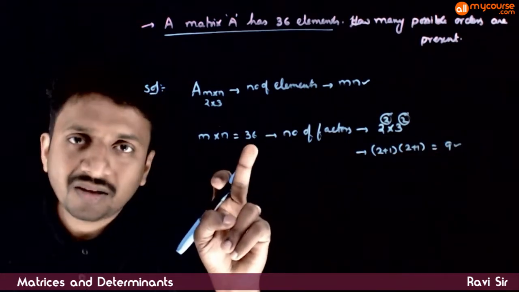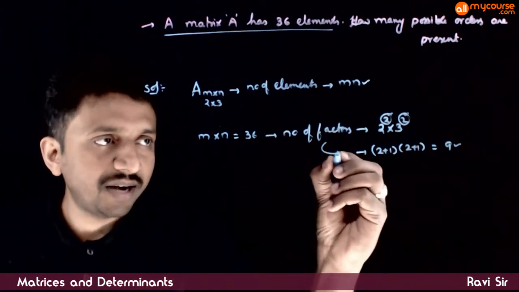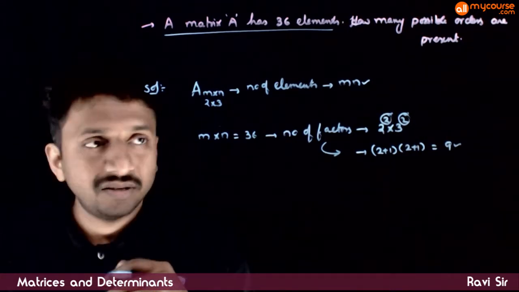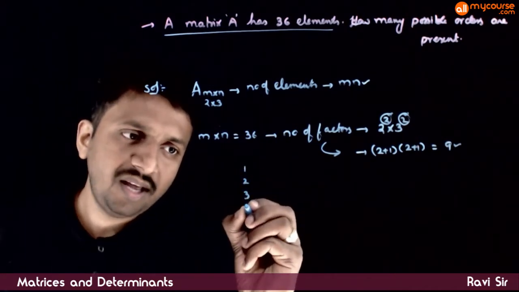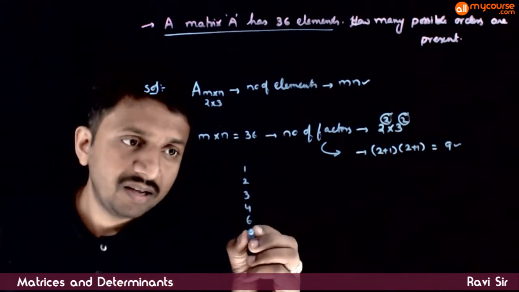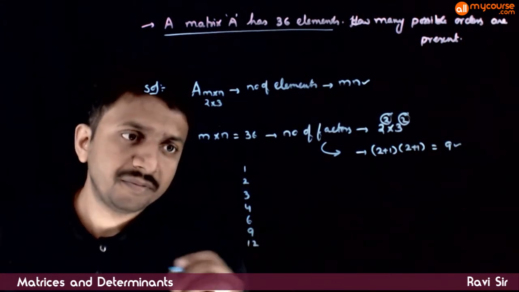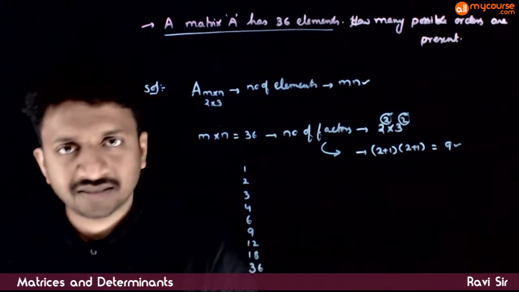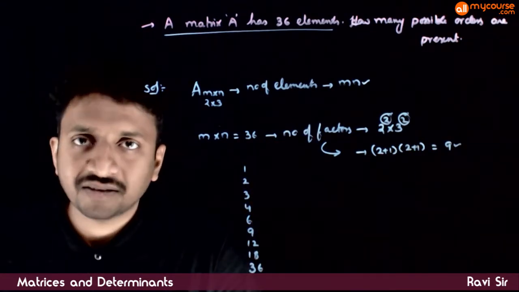The number is small, so you can directly calculate the factors. This is a standard process to find the number of factors. You have this formula in permutations and combinations. Now, what are the factors? 1, 2, 3, 4, 6, 9, 12, 18 and 36. 1, 2, 3, 4, 5, 6, 7, 8, 9. These are the 9 factors.